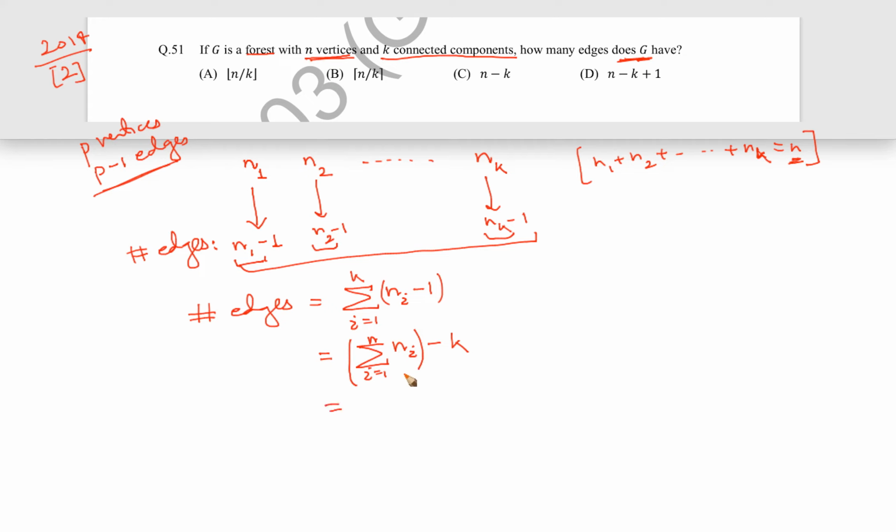After that, what is this? This is basically this only, left hand side of this, n1 plus n2 till nk. What is this value? This value is n, right? So this part is n minus k. Okay, so how many edges are there overall? n minus k. So the answer is C, n minus k.